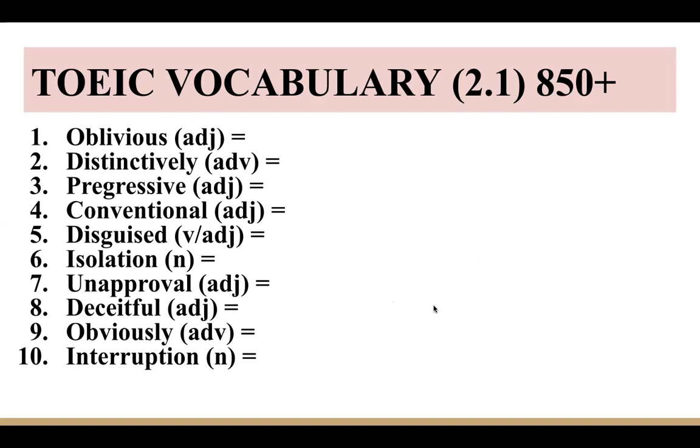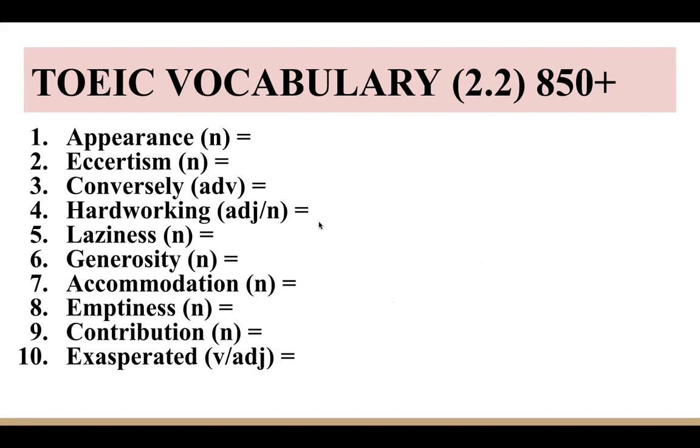1 2 3 go. That's it. Moving to the next one here. So the vocabulary from 2.2: appearance, exertism, conversely, hardworking, laziness, generosity, accommodation, emptiness, contribution, and exasperated. 1 2 3 go, 3 minutes.